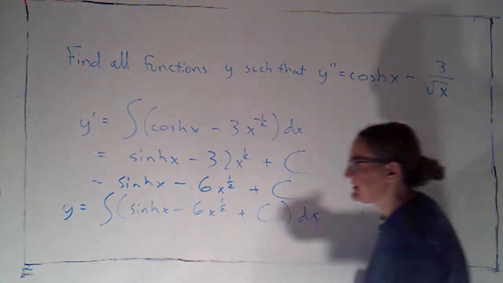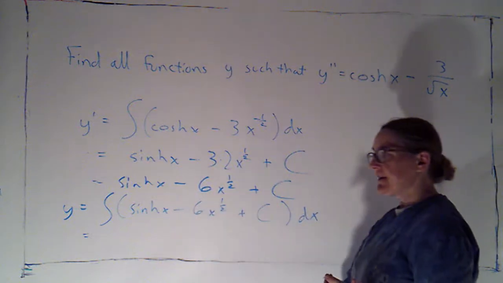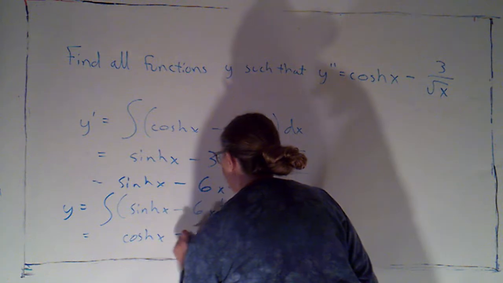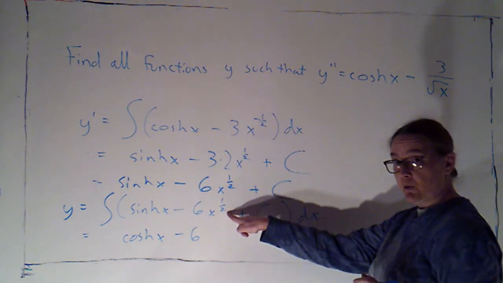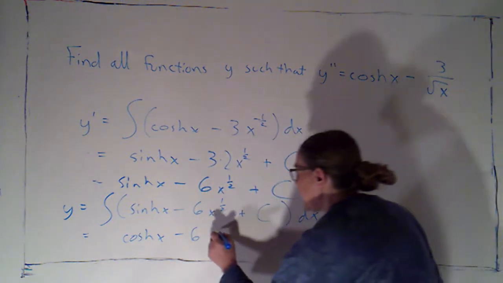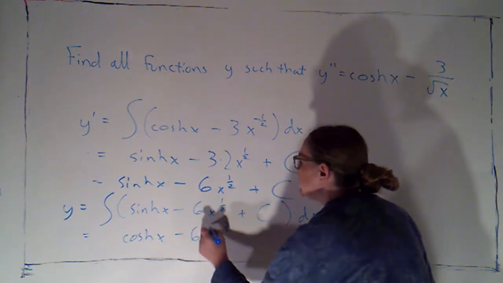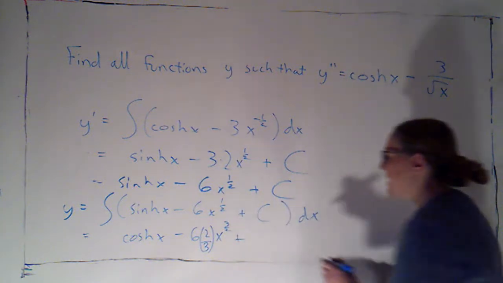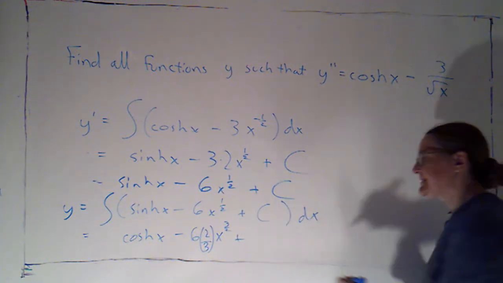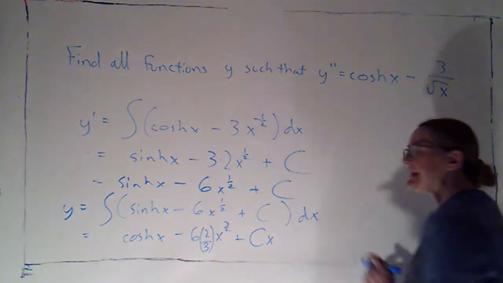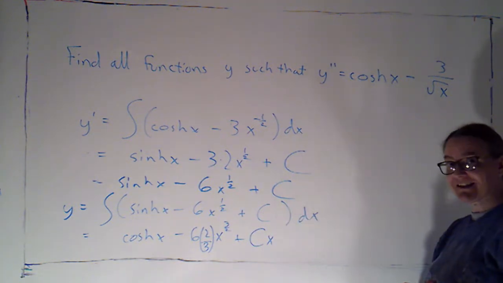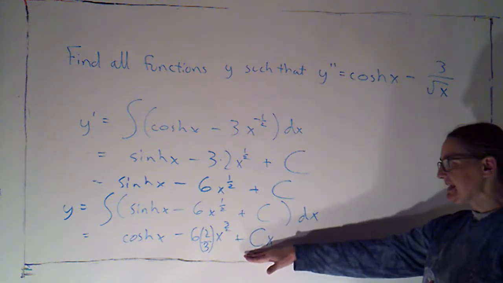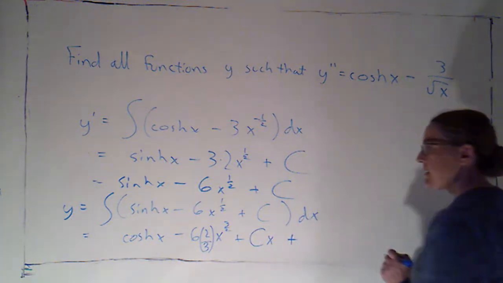So let's see what happens here. I can say an antiderivative of sinh will be cosh minus 6, power rule. So I'm going to raise the power by 1. That'll make it x to the 3/2. Dividing by that is multiplying by 2/3. Plus an antiderivative of c is c times x. C is a constant, so it's the slope. I'm looking for lines of slope c, and then plus an arbitrary constant.